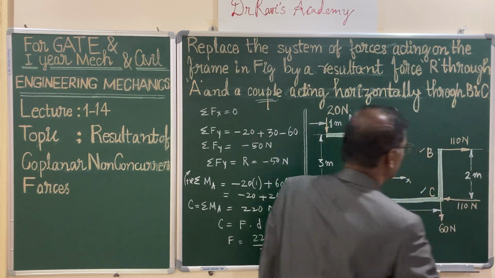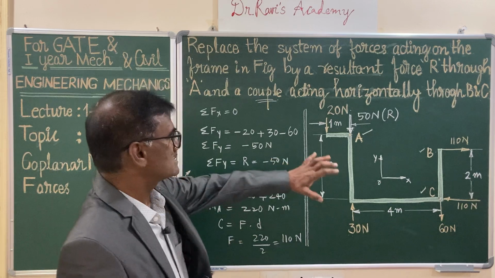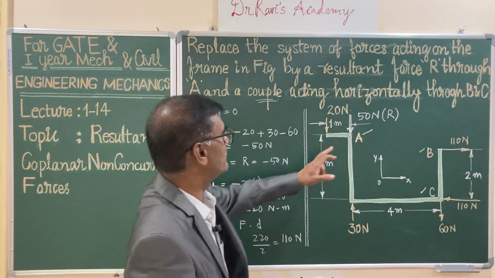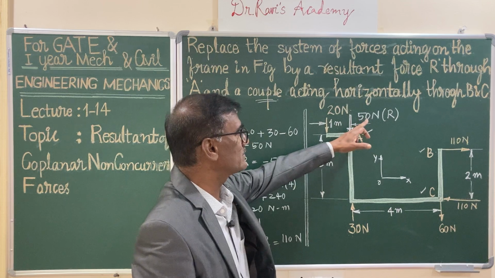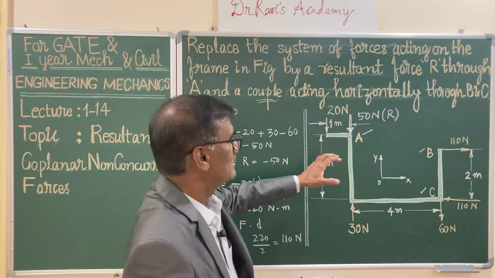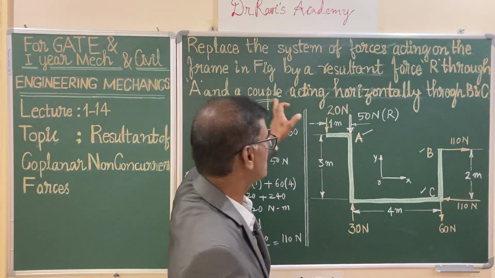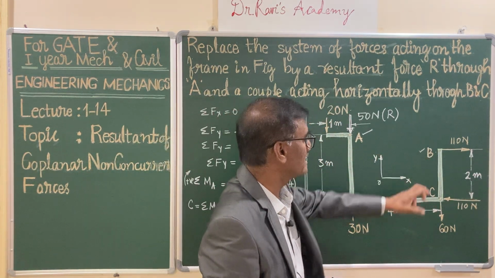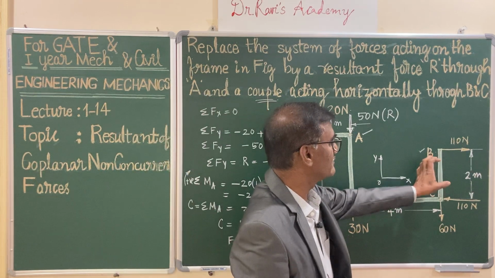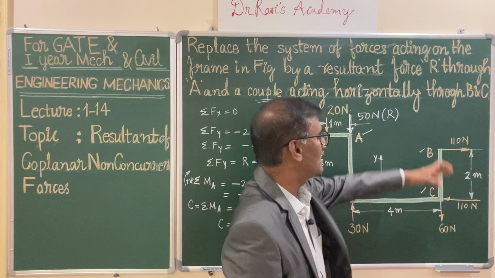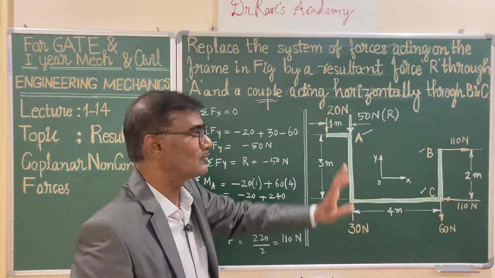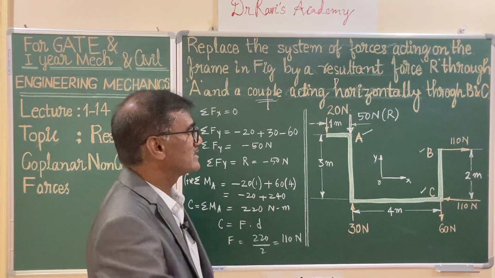So you have represented the system of non-concurrent forces by means of a single resultant force, that is 50 newtons acting downwards at point A, and he is asking you to replace with a couple passing through B and C, because the net moment you got is a clockwise turning effect, and you have replaced it with forces giving a clockwise turning effect. As you know, you can represent the couple at any point as far as the moment and the turning effect remain the same.